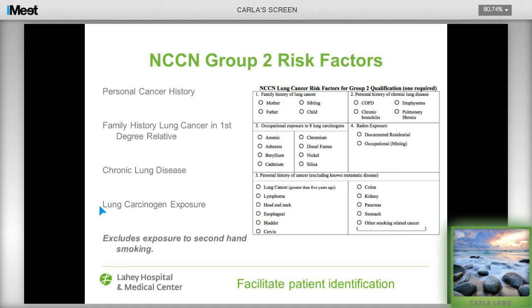So this is drilling down a little bit about the Group 2 risk factors. Again, I mentioned personal cancer history, prior cancer, family history of lung cancer and a first-degree relative, chronic lung disease, all of which are cited there, and possible risk factors for carcinogen exposures from the environment. And radon, although it's very hard to assess, that's a category there, it's hard for folks to know exactly how much their radon exposure is, but we know it's an independent risk factor for lung cancer.